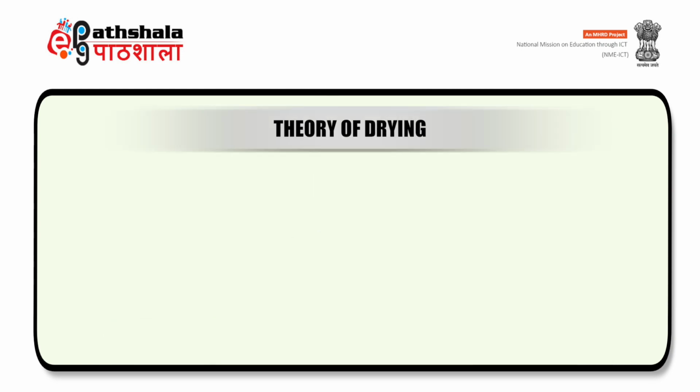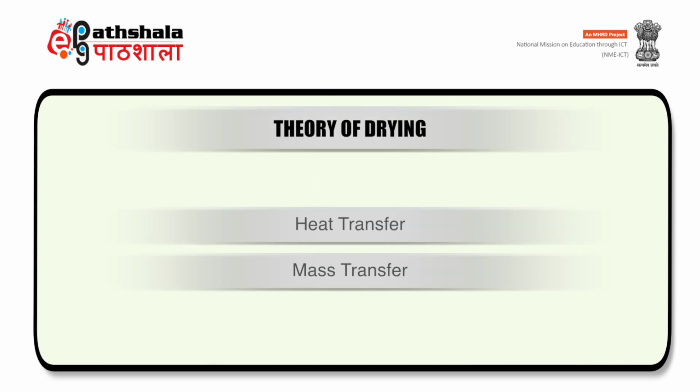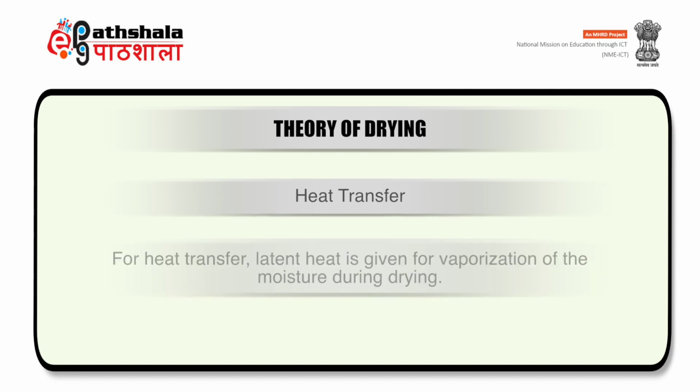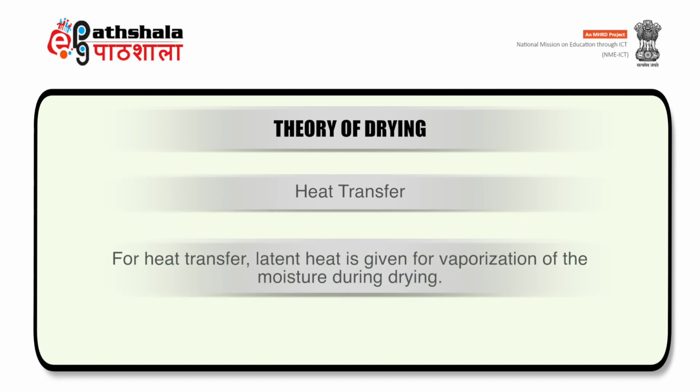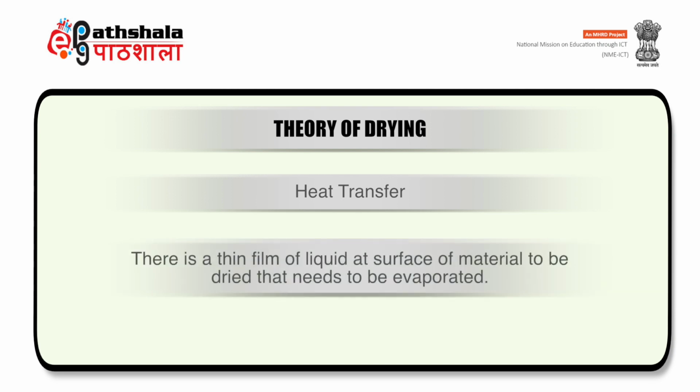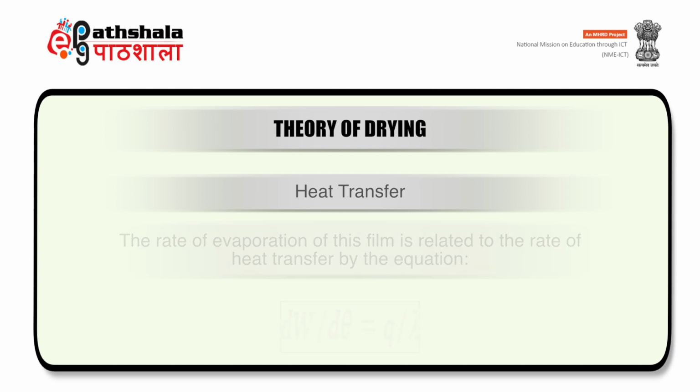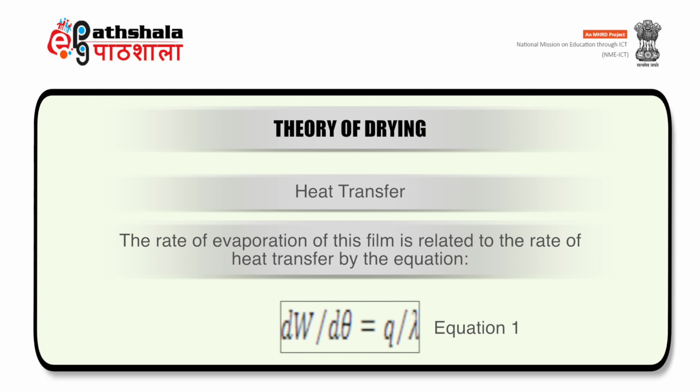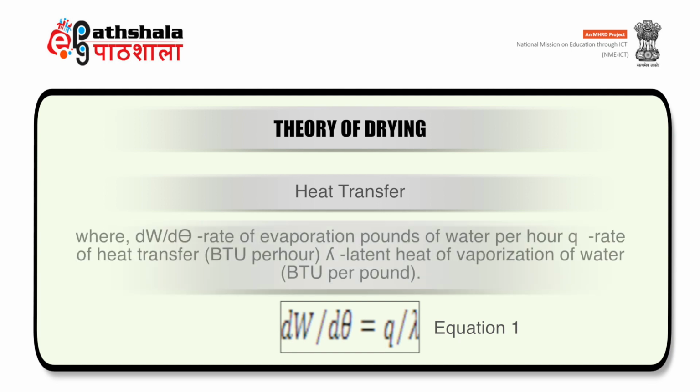Now we will discuss the theory of drying. Drying involves two processes, heat transfer and mass transfer. For heat transfer, latent heat is given for vaporization of moisture during drying. There is a thin film of liquid at the surface of the material to be dried that needs to be evaporated. The rate of evaporation of this film is related to the rate of heat transfer given by the equation dW/dθ = Q/λ, where dW/dθ is the rate of evaporation in pounds of water per hour, Q is the rate of heat transfer, and λ is the latent heat of vaporization of water.